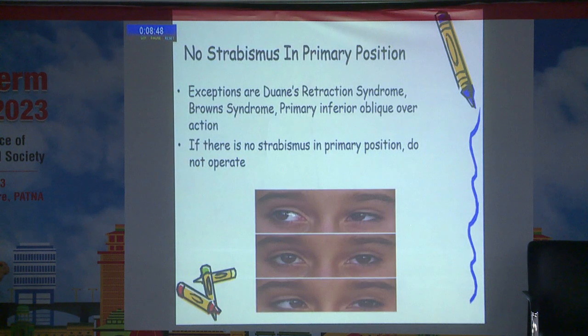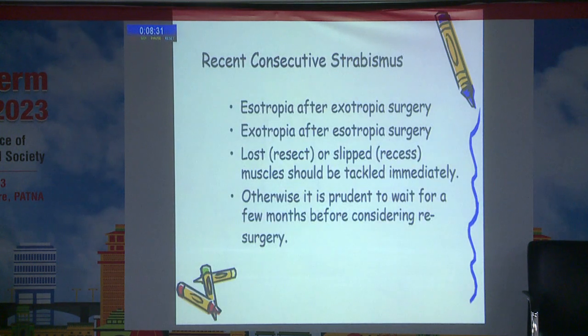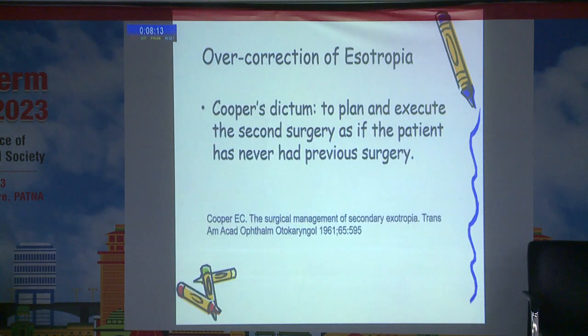Similarly, for microtropias, this is what we always tell our students: when there is no strabismus in the primary position, and we know there are exceptions like the Duanes, the Browns, or the primary inferior oblique overaction, but generally, if there is no strabismus in the primary position, do not operate. Even for recent consecutive strabismus, unless it's a lost muscle or a slipped muscle, which must be tackled immediately, if it is an ET after an XT surgery or an XT after an ET surgery, then it is prudent to wait for a few months before reconsidering surgery.